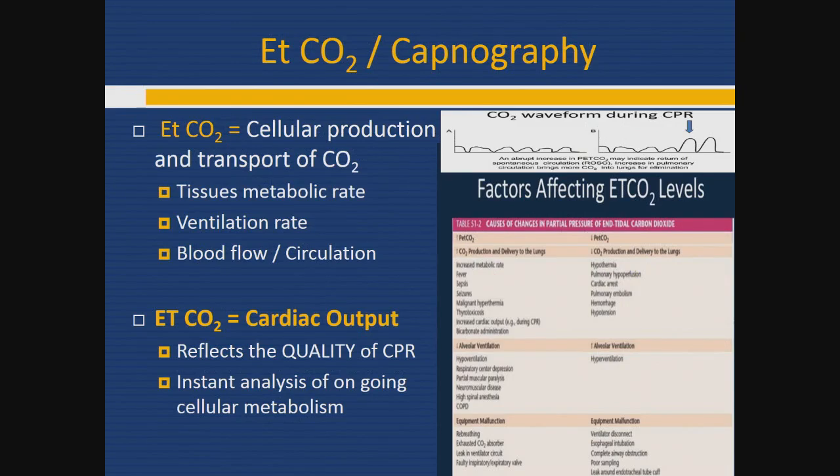A big tool we use in the pre-hospital setting, and hopefully we're using it more in the hospital setting now, is end-tidal CO2. End-tidal CO2 is a measure of cellular production and transport of carbon dioxide in the body. It measures metabolic rate, ventilatory rate, and blood flow and circulation. It's also synonymous with cardiac output. So as you do CPR and your quality of compressions is good, your end-tidal CO2 will improve, and it gives an instant analysis of cellular metabolism.